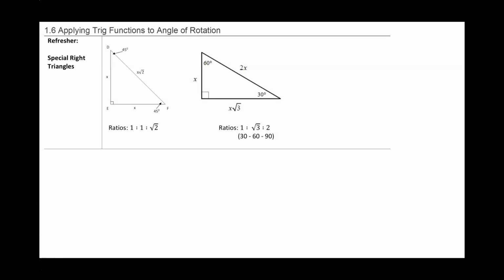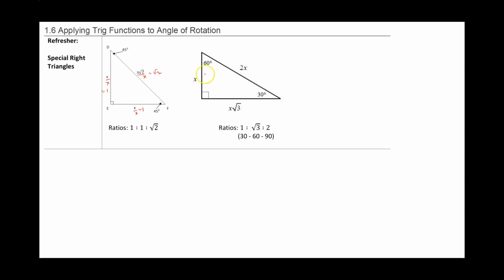All right, guys, in section 1.6, we are going to talk about applying trig functions to angle of rotation. So quick refresher, and we're going to be using these two special triangles over and over and over again in this section. So for a 45, 45, 90 right triangle, the ratios of the sides will be x, x, and x radical 2. In other words, if you just divide all these by x, then this gives you 1, 1, and radical 2.